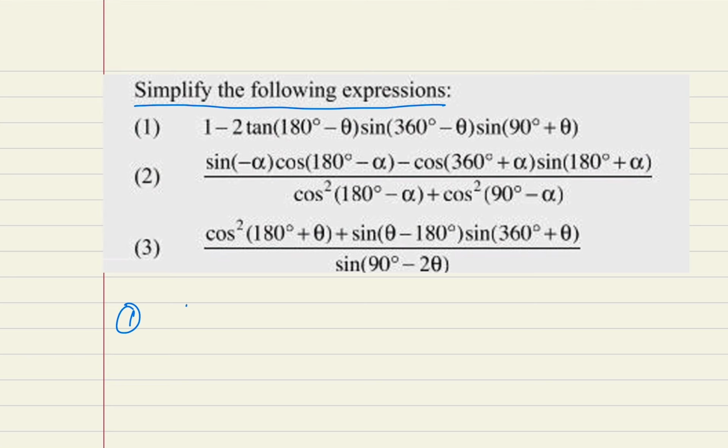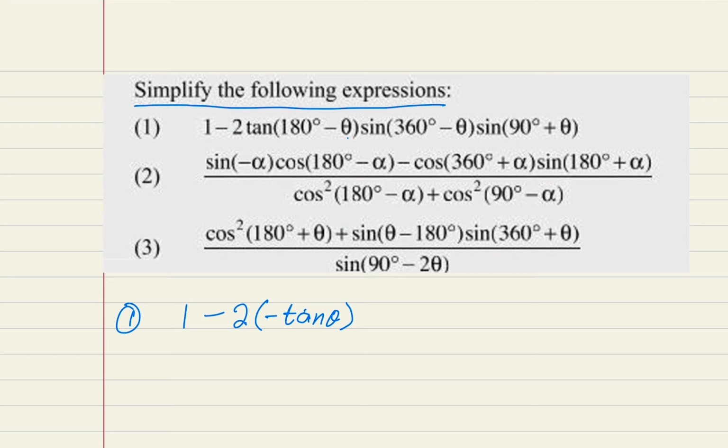Number one, we have 1 minus 2, then we have tan of 180 minus theta. Now we ask ourselves, where is 180 minus found in the four quadrants? It is found in quadrant number 2, and we know tan will be negative, so this will be negative tan of an angle.